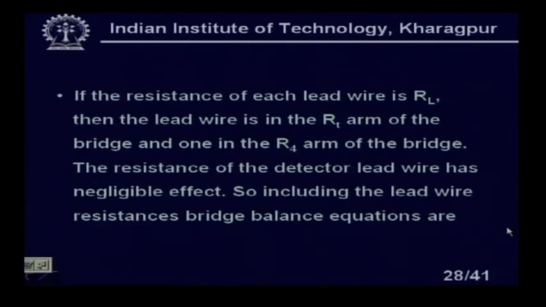If the resistance of each lead wire is R L, then one lead wire is in the RT arm of the bridge and one in the R 4 arm of the bridge. Quite obviously, it is in the RT arm of the bridge and the R 4 arm of the bridge. The resistance of the detector lead wire has negligible effect, because it is not coming into the picture. Whatever the resistance in the detector, if it is high, we can ignore that once we write the bridge balance equation. Clear?